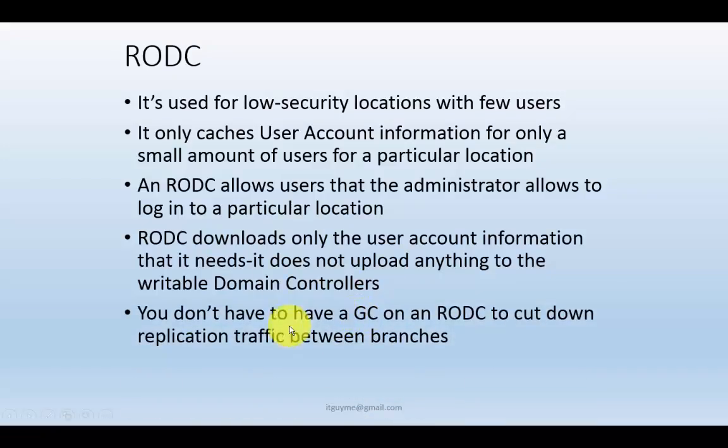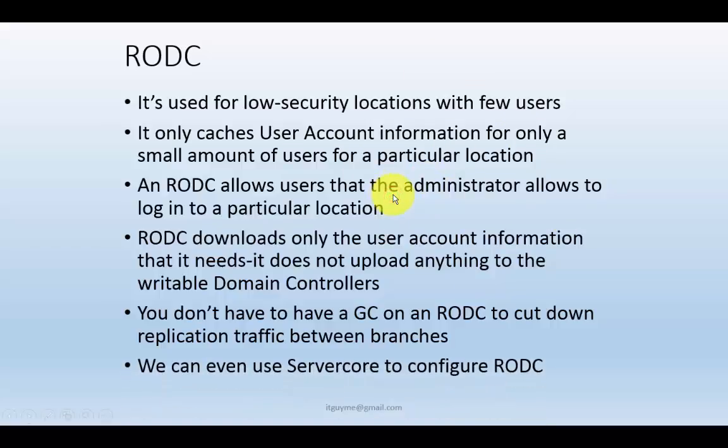you don't have to have a GC on a RODC to cut down replication traffic between branches. RODC is placed normally where the branches have crappy WAN connections. So that's why we would try to make the traffic as little as possible and make the branch things work as well.